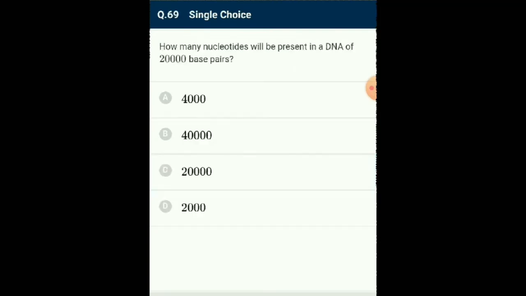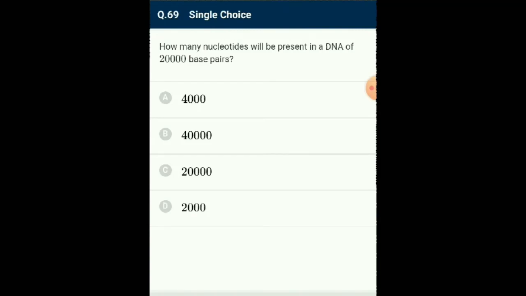Question number 69. How many nucleotides will be present in a DNA of 20,000 base pairs? Salient features of the DNA double helix structure of B-DNA proposed by Watson and Crick: DNA consists of two polynucleotide chains. The backbone of the DNA is constituted by sugar and phosphate, and the bases project inside. The two chains run in anti-parallel fashion, with opposite polarity in each chain. The bases of the two strands are paired by hydrogen bonds to form base pairs. Adenine forms two hydrogen bonds with thymine from the opposite strand, and vice versa. Similarly, guanine binds with cytosine with three hydrogen bonds.